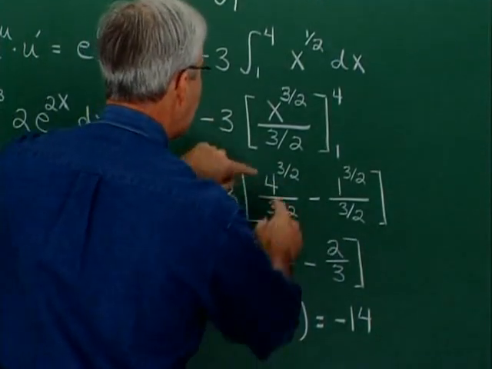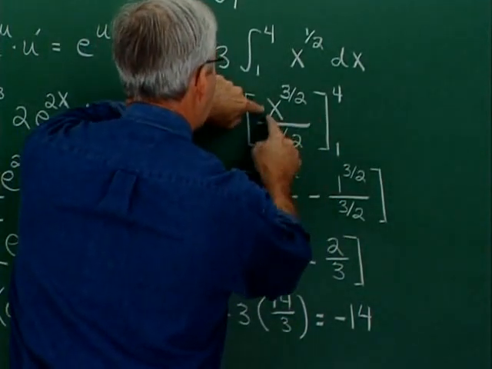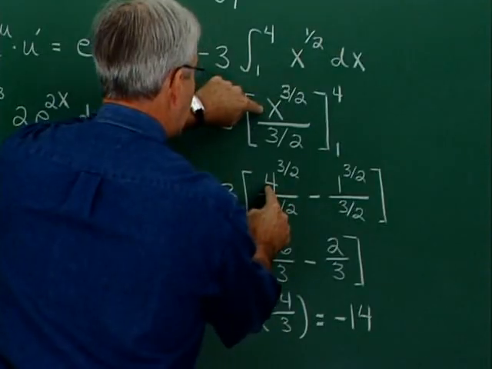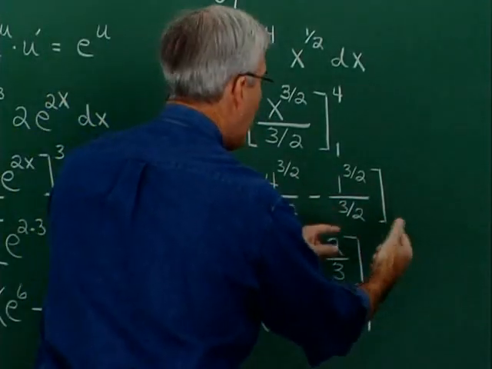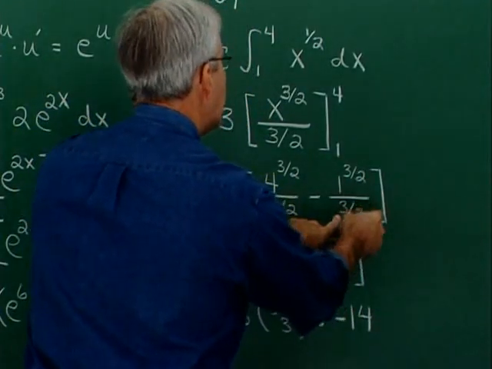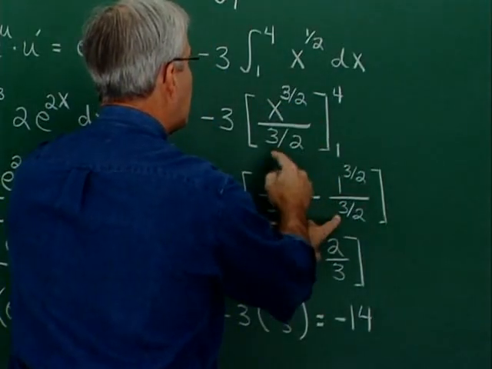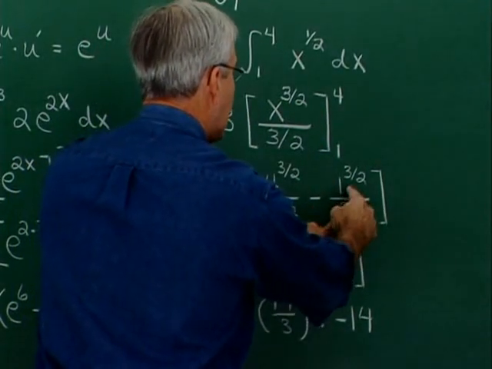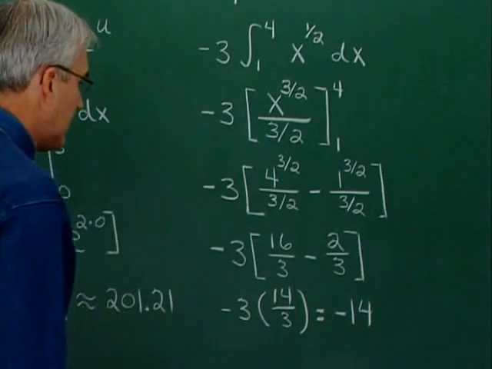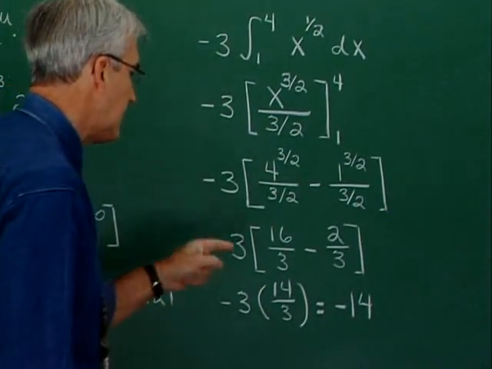The f of b means take this expression and replace x with 4. And then the minus the f of a part. Here's the f of a part. It is take the integral function and replace x with the 1. And then we go through the evaluation process and we find the value to be negative 14.